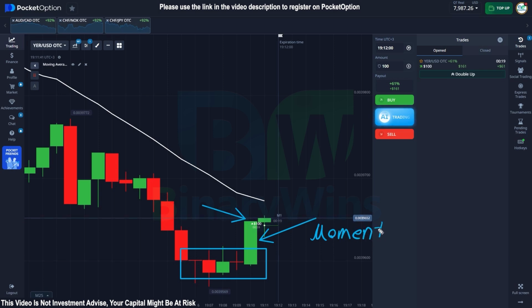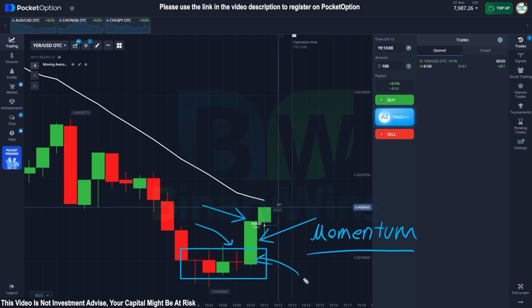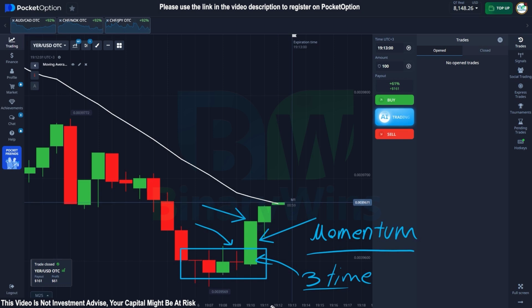momentum candle. It is formed after a tight and side trend, and the dimensions of the candle are at least 3 times the previous candle, and after that we can enter the trade in the same direction as the momentum candle.